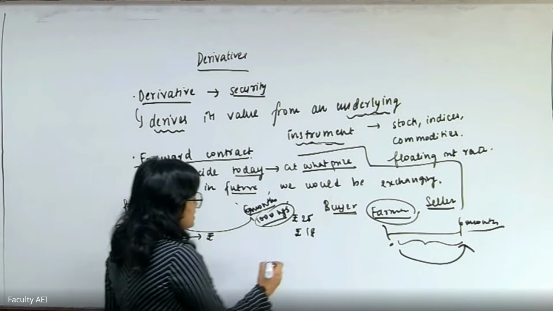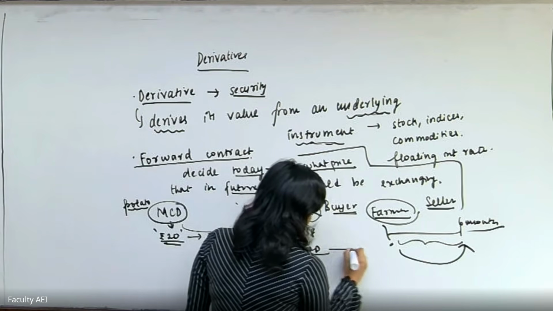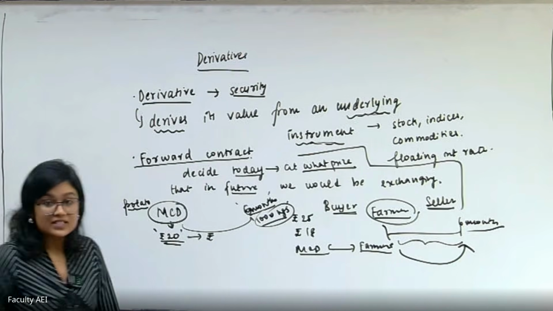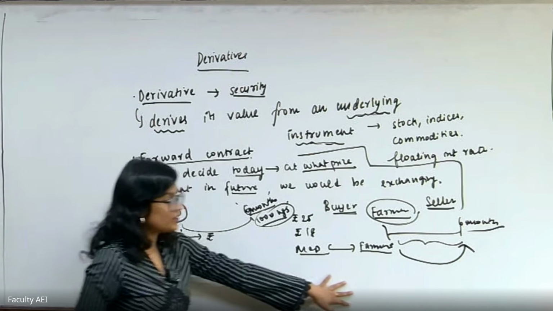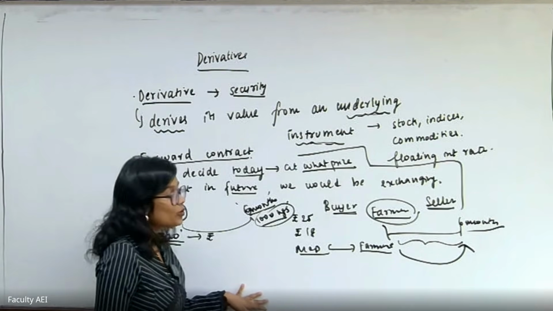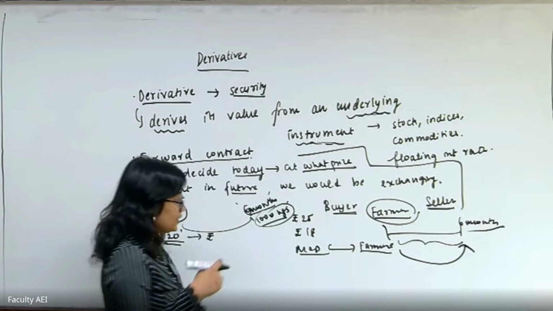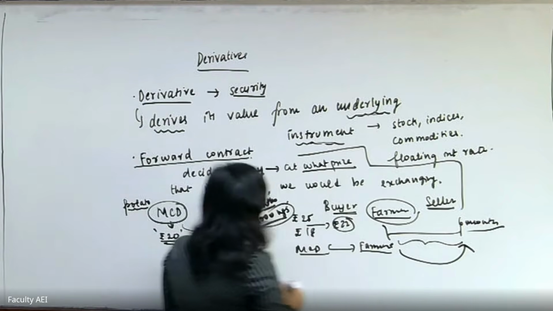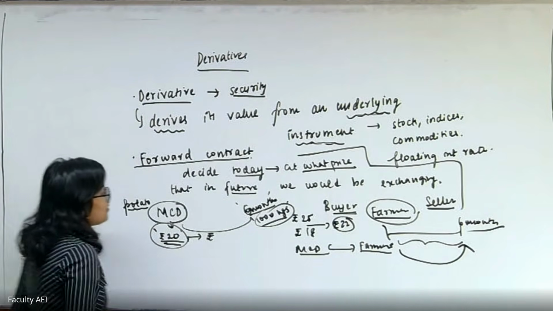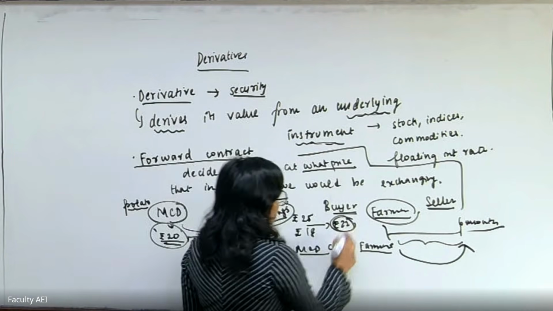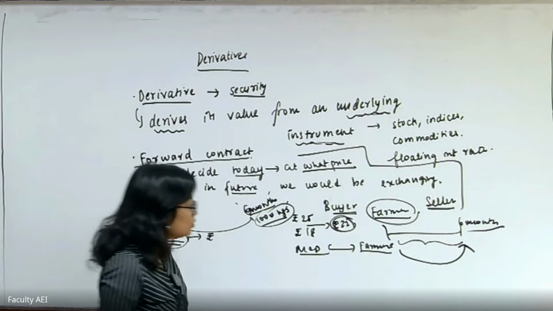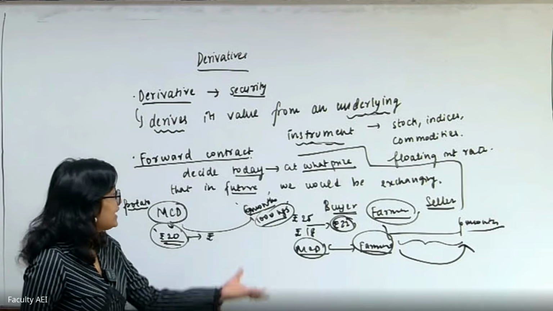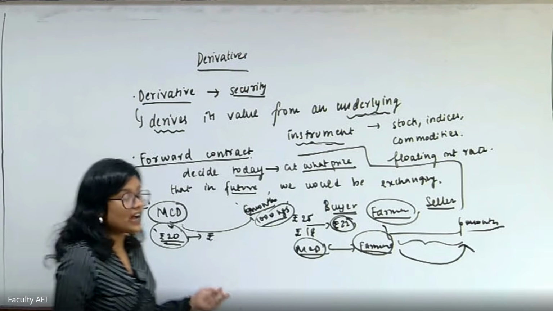The farmer also wants the uncertainty element to be removed from the situation. So McDonald's and the farmer can come into a contract. The farmer would say to McDonald's, after 6 months I'm ready to sell you the potatoes at rupees 22 per kg. Today, the price of the potatoes is 20, but after 6 months I'm ready to sell you 1,000 kgs of potatoes at rupees 22.